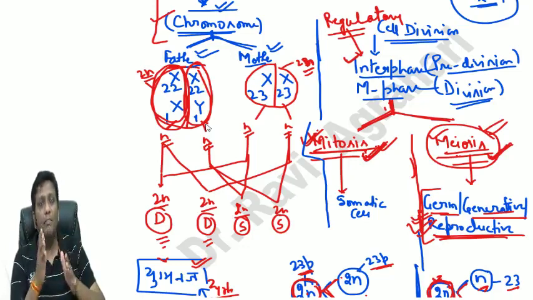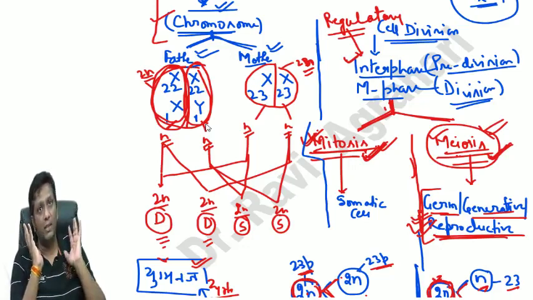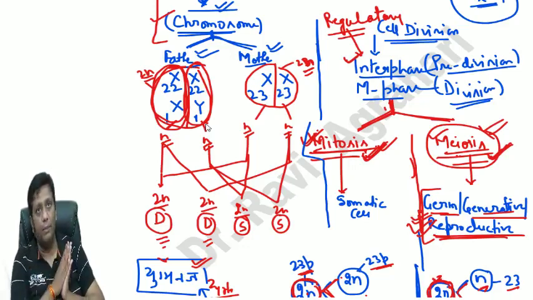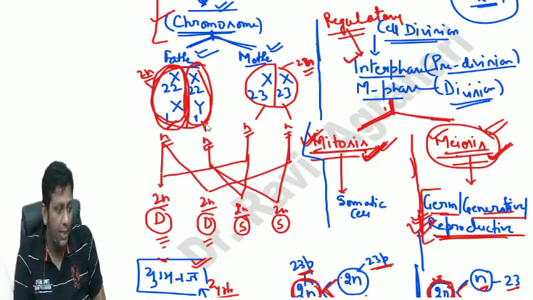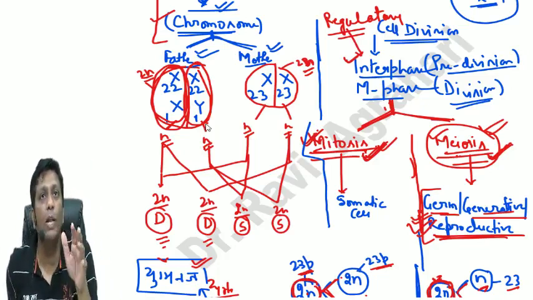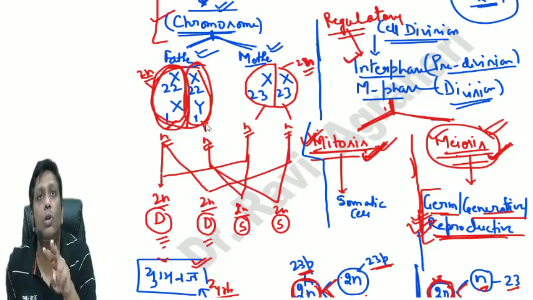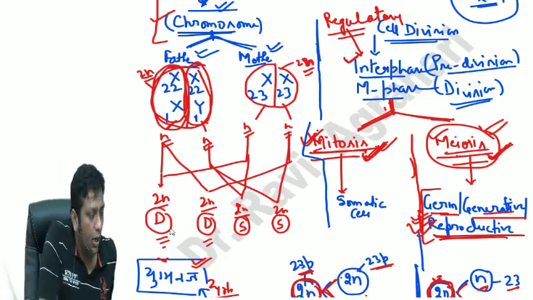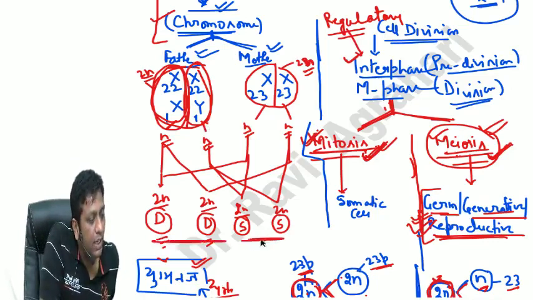So maleness and femaleness depend only on the father, not on the mother. I hope you are clear. Okay, see guys, one thing. I hope you know very well, when a lady is pregnant, what are the chances of a son and daughter? Here you can see, out of 4, 2 son and 2 daughter, 50-50%. So it will be a son or daughter, 50-50%.